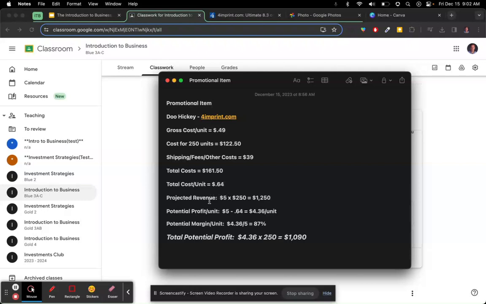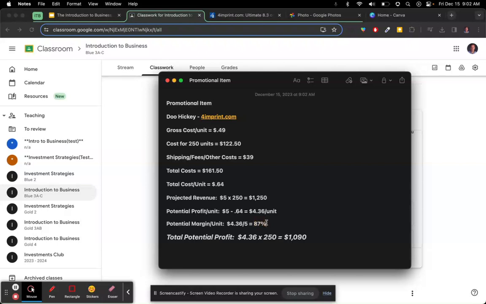Now, I just made this up, and I'm going to say that I can sell these things for $5. If I sell them for $5 and I sell all 250 of them, that would give me a projected revenue of $1,250. My potential profit per unit is $4.36. Now, this is the key thing here. We have to have this margin. This number has to be at least 50%. We want this number to be as high as possible.